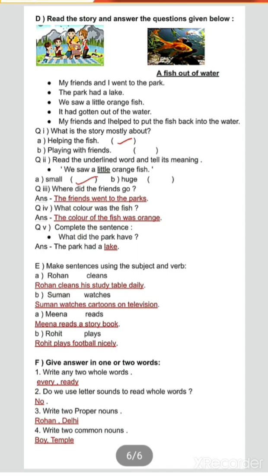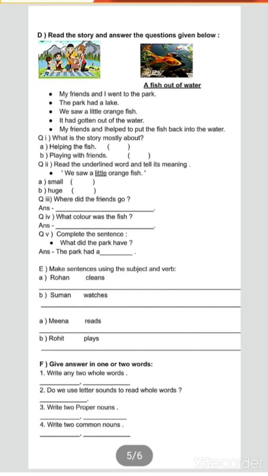Next is Suman watches. We will use Suman watches and frame a sentence like, Suman watches cartoons on television. Next, Meena reads. We can frame a sentence like, Meena reads a storybook. You can use these words and frame your own sentences. Let's move towards the last part.